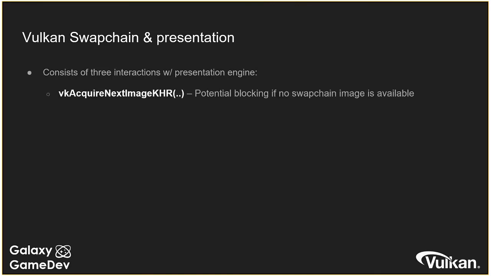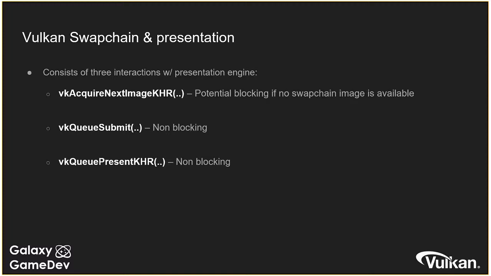So those of you who are familiar with Vulkan probably know there are three ways of interacting with your swap chain. vkAcquireNextImage will return the index of the next available image. vkQueueSubmit submits workloads, render workloads and so on. And vkQueuePresent tells the presentation engine that you're done rendering and are ready to present an image on screen. Now, according to common knowledge, vkAcquireNextImage is a blocking function. It can block if there's no image available.